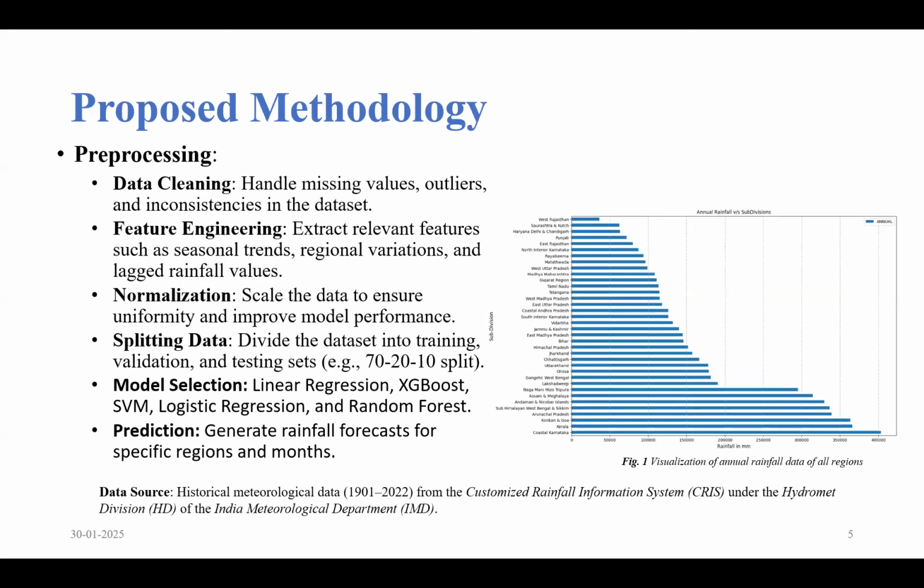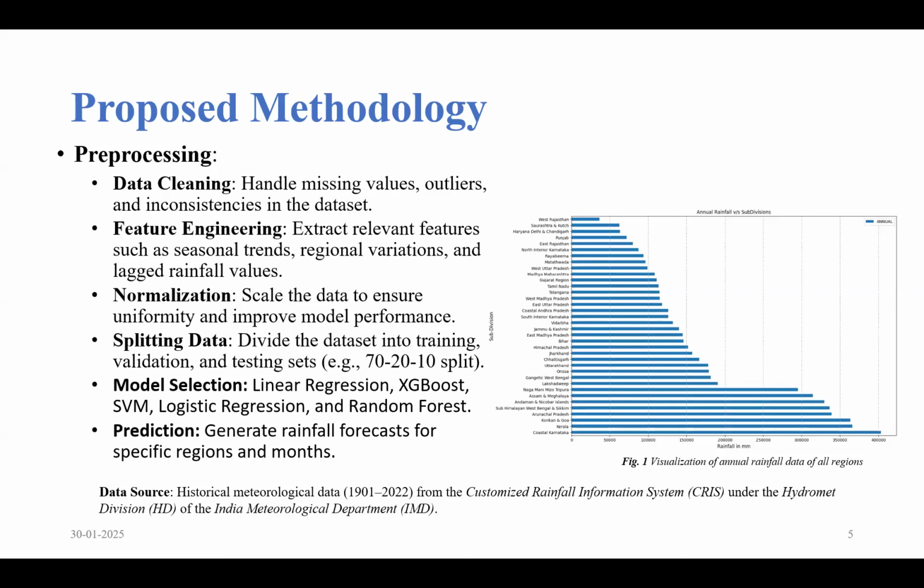So this is the proposed methodology. First of all, data collection. Data was obtained from the India Meteorological Department (IMD) under the customized rainfall information (CRIS), and we have collected data of over 100 years, from 1901 to 2022.